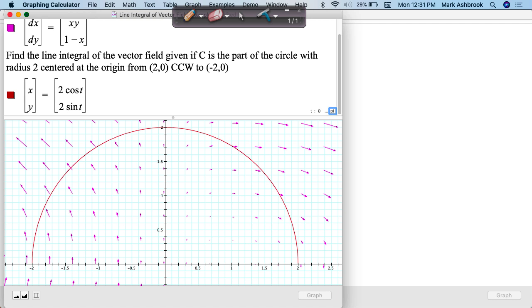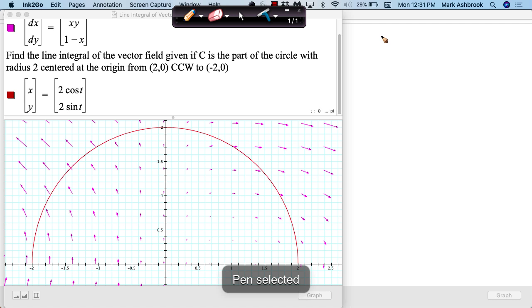Okay. Did we make more progress than that? John, you had your hand up. Did you make some more progress than that? So what are we trying to do? We're trying to calculate the integral over C of what?